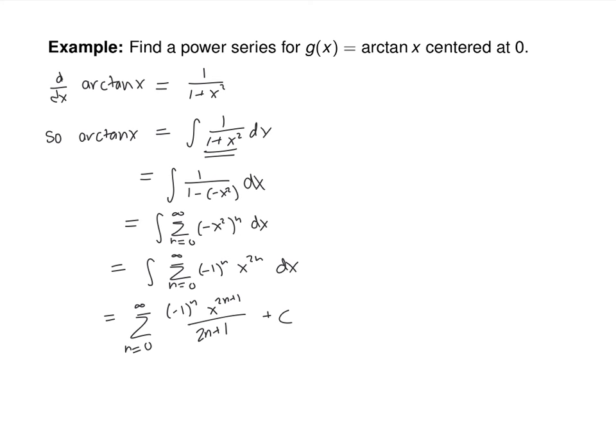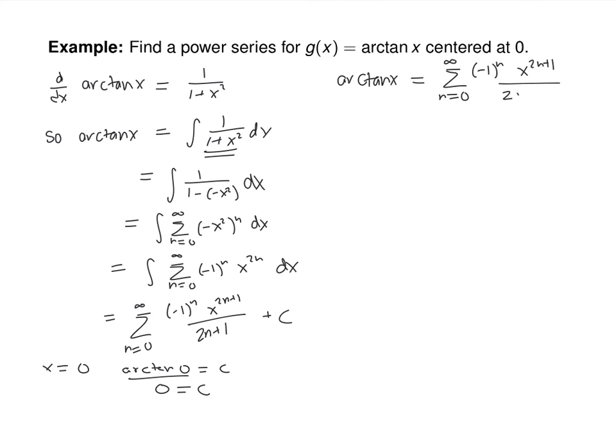And you do the trick where you plug in x equals 0 again, you get arctan of 0 equals your c, and arctangent of 0, well, that's 0. So we have that arctan x is equal to the sum from n equals 0 to infinity, negative 1 to the n, x to the 2n plus 1 over 2n plus 1. Now we need to find the interval of convergence.